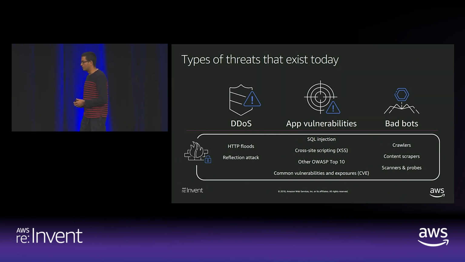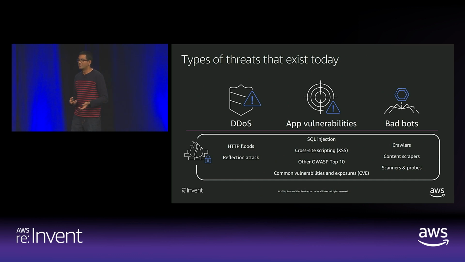Reflection attacks are essentially attacks that exploit the DNS system and are intended to send a lot of DNS requests that turn small requests into large payloads. So again, DDoS overall is intended to overwhelm your infrastructure and your application.